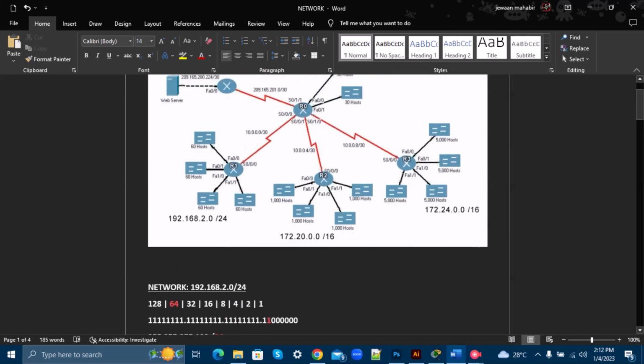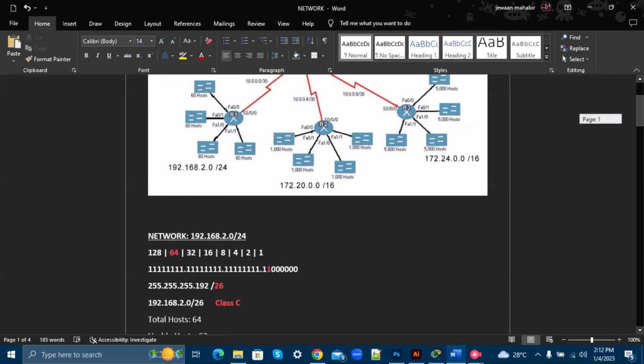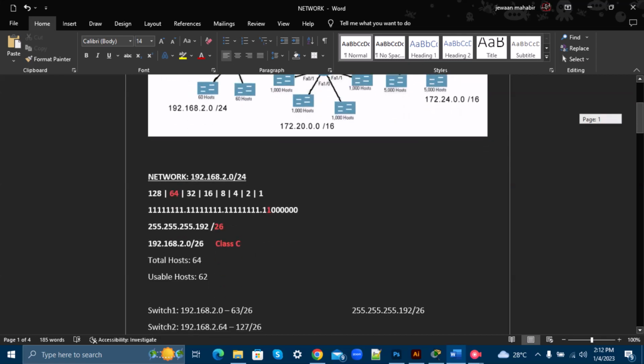So first, let's start with R1. You can see that there are 4 switches. Each one we need 60 hosts. So let's get started. The network address for this network is 192.168.2.0/24. So 60 hosts is needed per network out of 4 networks.